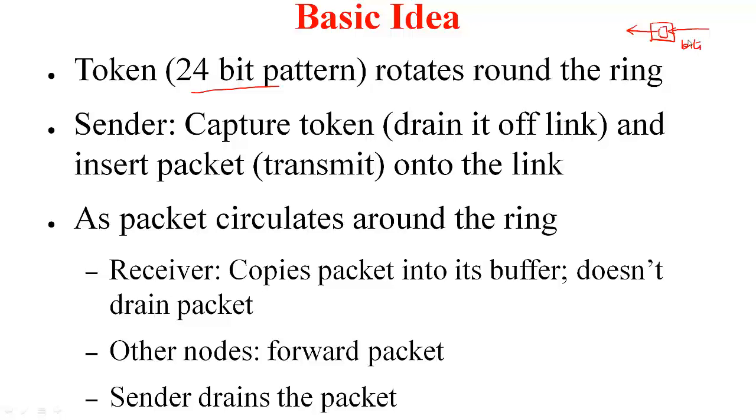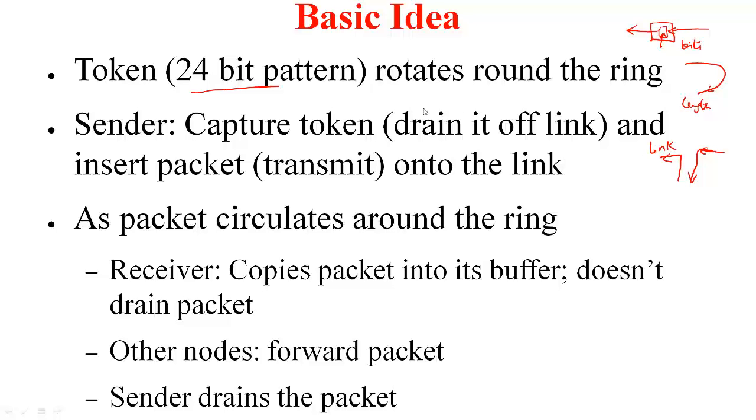This buffer is needed because the bits have to be either on the link propagating, or if the length of the ring is not enough to accommodate all the bits, they have to be buffered in the host. Any sender that has a packet to send captures the token. Once it receives the token, it drains it out, and then it puts back whatever frame or packet it wants to transmit onto the link.